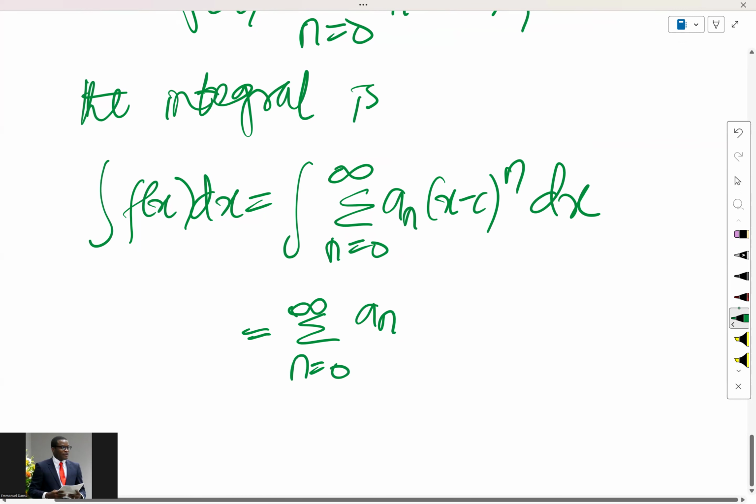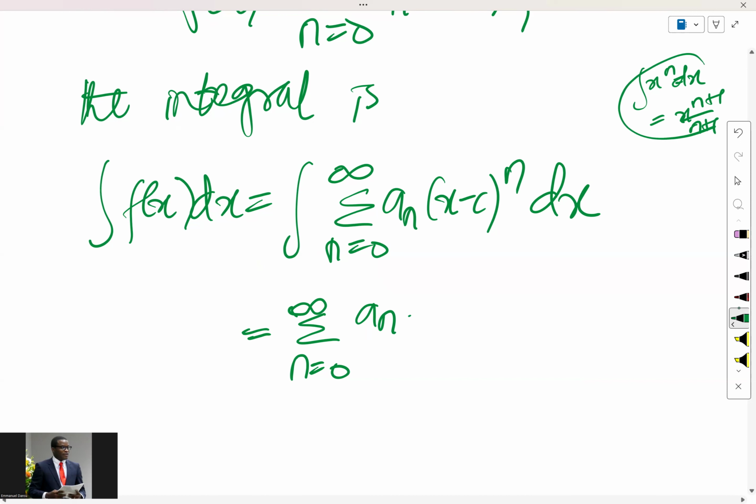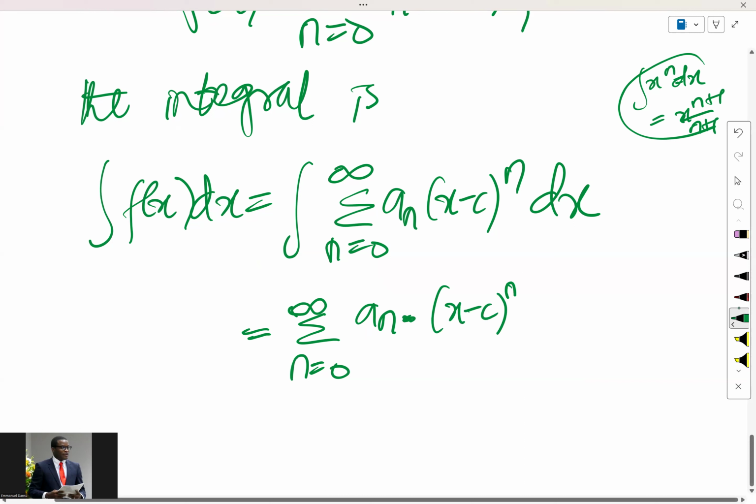Then this power n, normally when you integrate x raised to the power n with respect to x, you have x raised to the power n plus 1 all over n plus 1. So increase the power of x and divide by the new power. Basically, that's the idea of integration. So a_n is constant, because it's a coefficient. Then you have (x minus c) raised to the power n plus 1 divided by n plus 1. Okay. And that's plus an arbitrary constant.